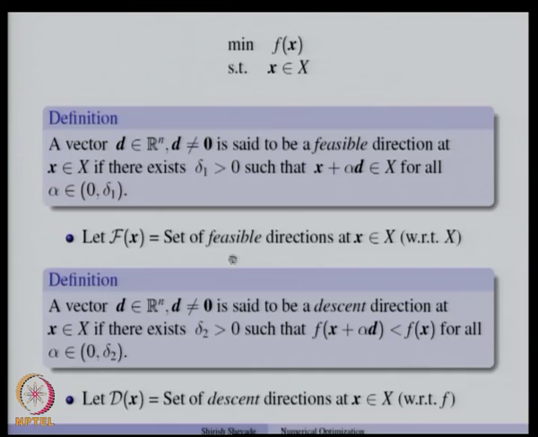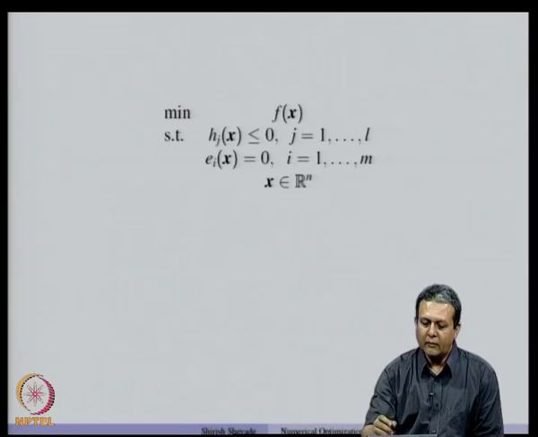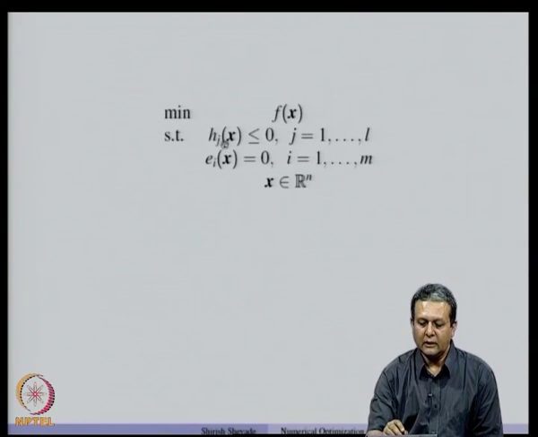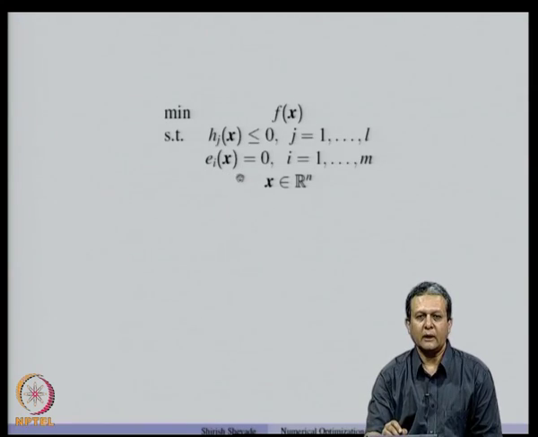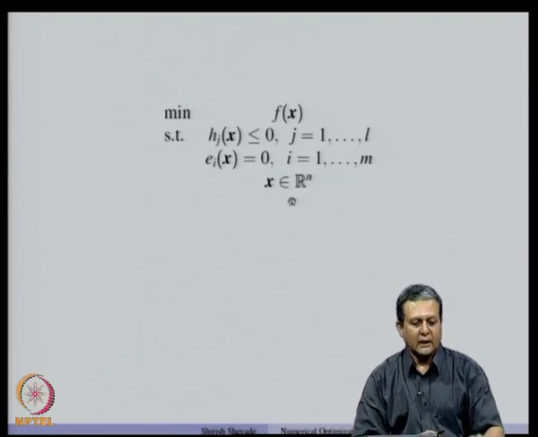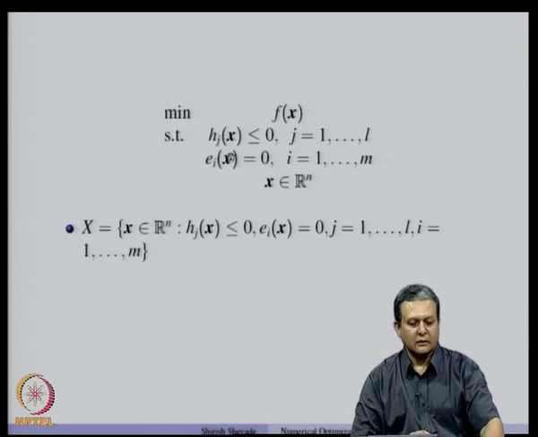So, now let us try to put these conditions in algebraic form. To start with, let us consider a problem where we want to minimize the function f of x subject to the inequality constraints of the type h j of x less than or equal to 0 and the equality constraints of the type e i of x equal to 0, where x is any vector in n dimensional space. And let us consider the feasible set X defined using the constraints.